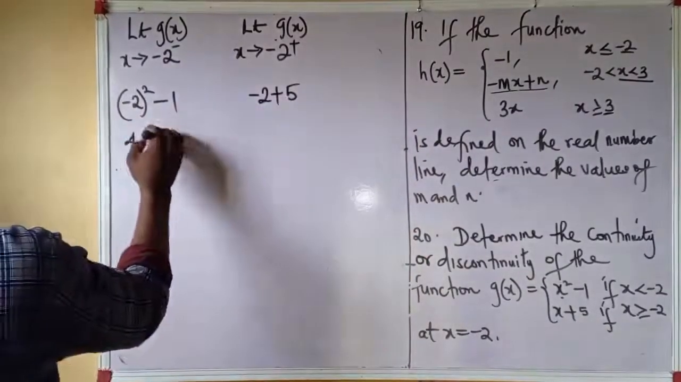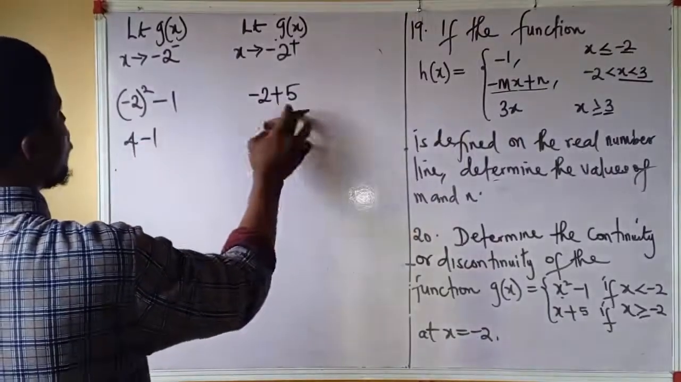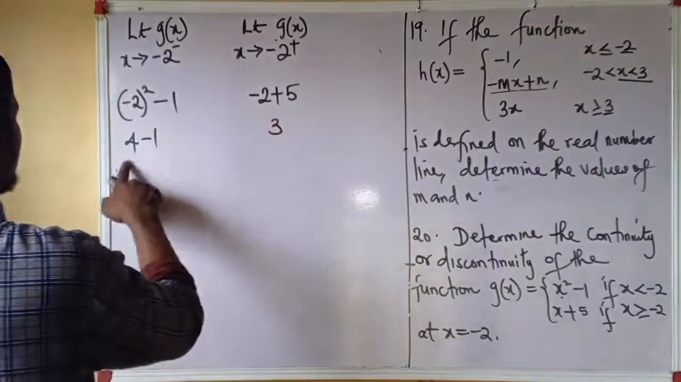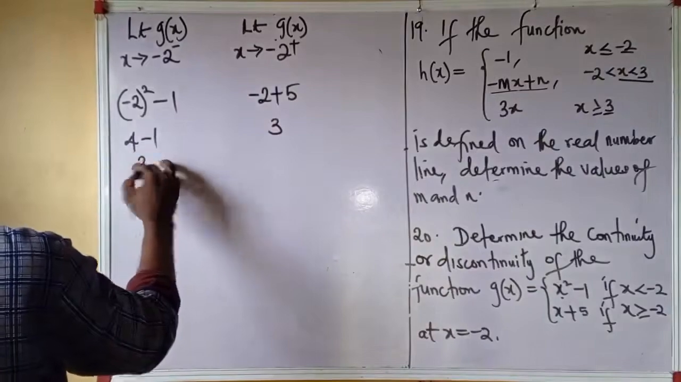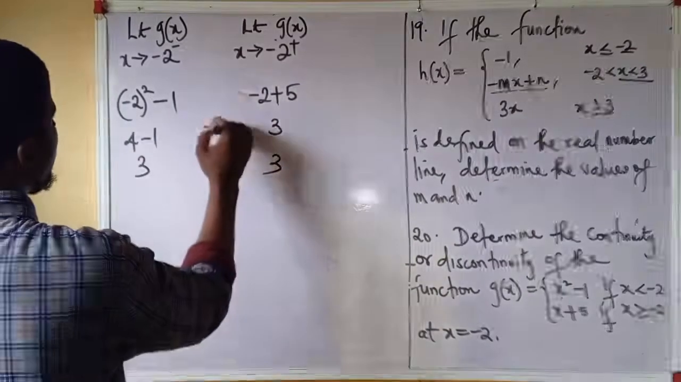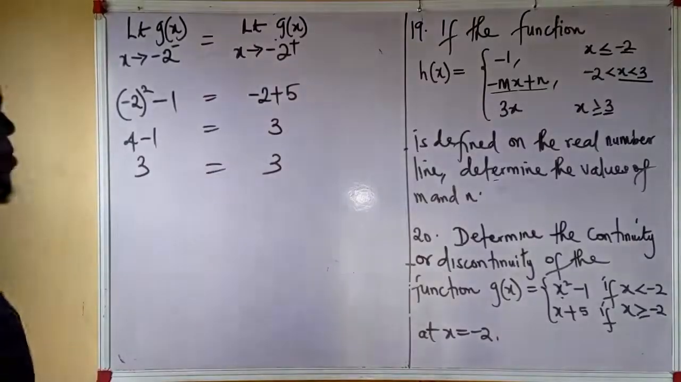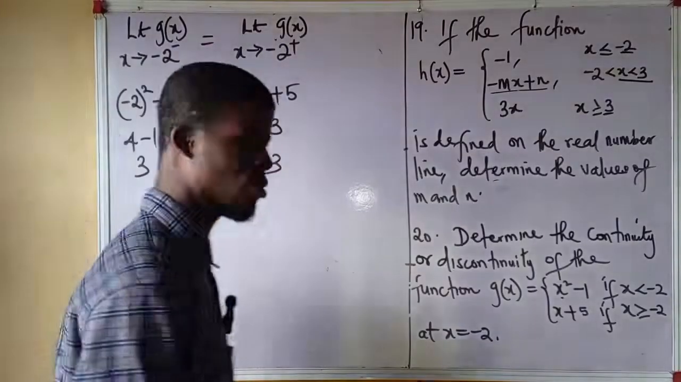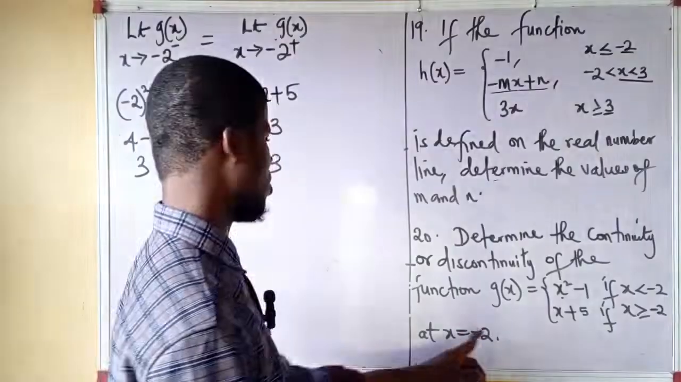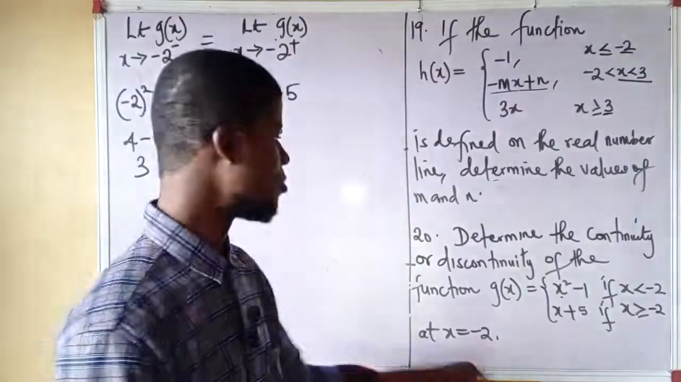This will give me 4 minus 1. This will give me minus 2 plus 5 is 3. This will give me 3. So 3 is equal to 3. So it means that the function is continuous at this point, x equal to minus 2.